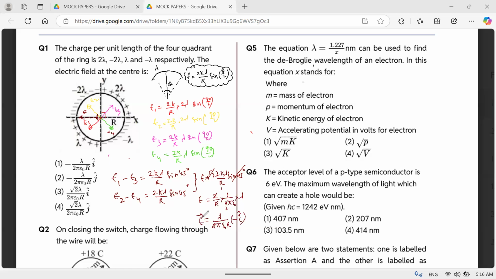So what is an answer I can take right now here? Minus lambda by 2 pi epsilon naught into r into I cap. First option will be the answer.